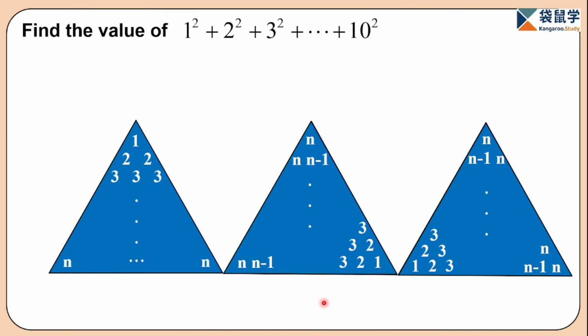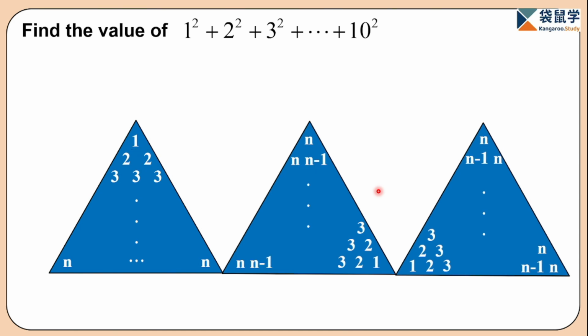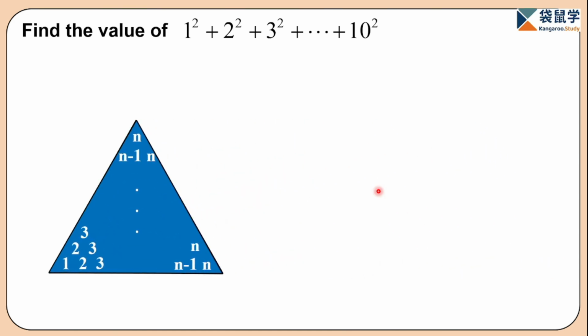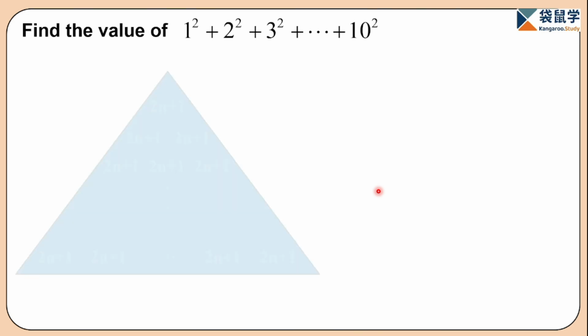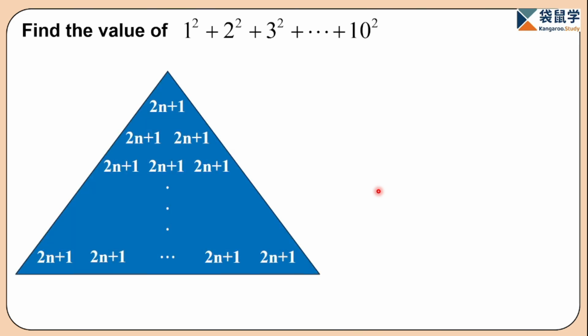Now you can see that if I try to add up the numbers on top of these three triangles, what will be the value? Oh, it will be 2n plus 1. If I try to add up 3 of these numbers, what is the value again? It will also be 2n plus 1. So what if I try to combine these three triangles? You will get a big triangle made out of 2n plus 1. So there will be a lot of 2n plus 1.